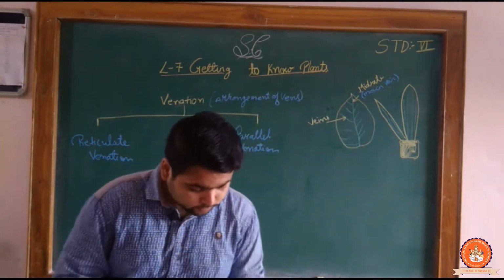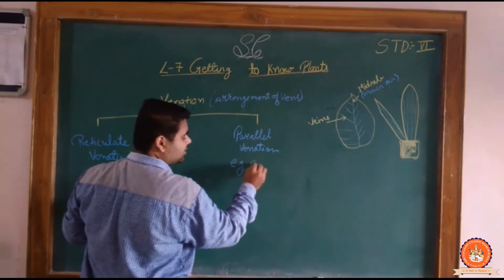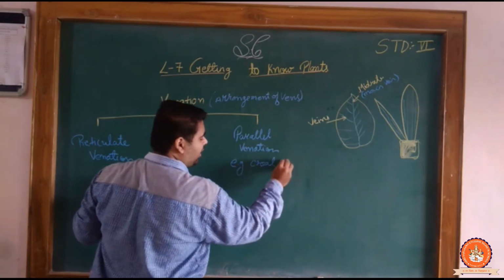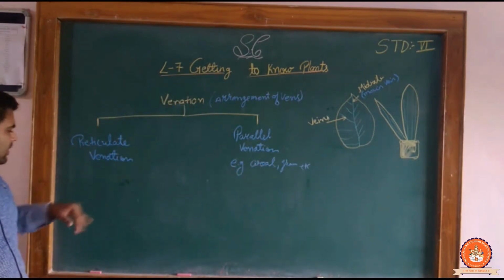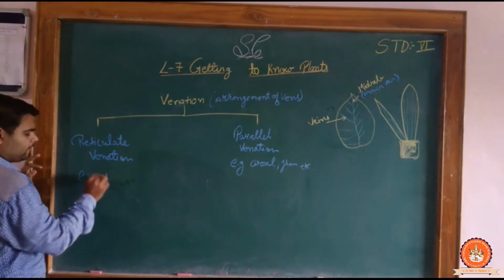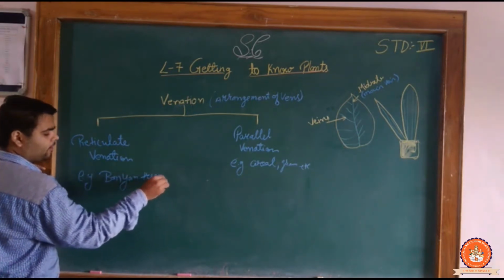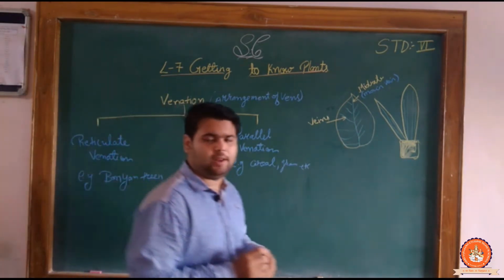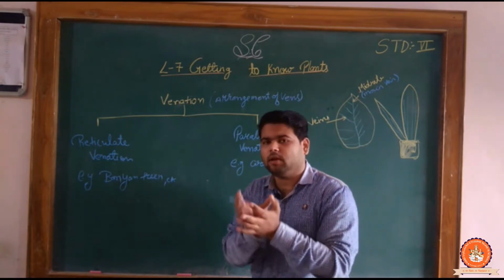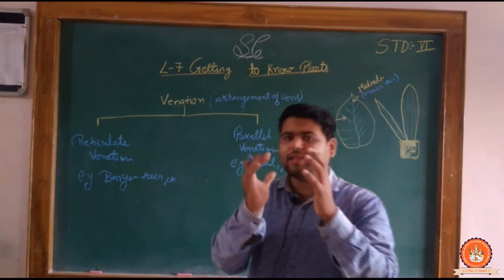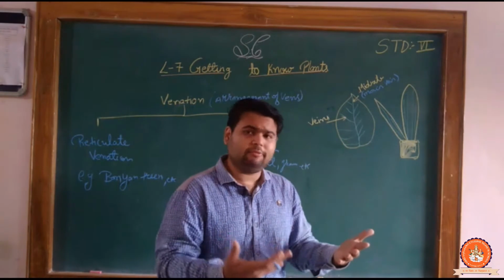This type of parallel venation you can find in cereals, grams, etc. This type you can find in the banyan tree, etc. Now, when you look at some leaves, sometimes we are not able to see the veins by observing the leaf.